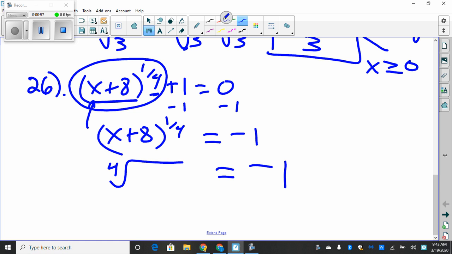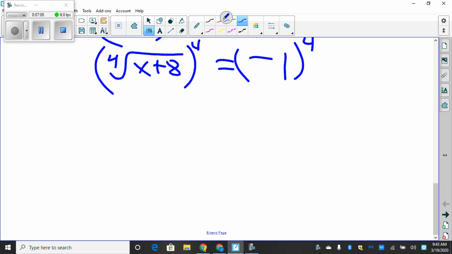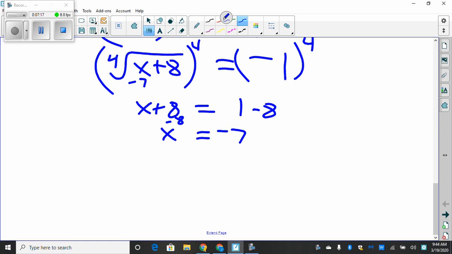That's impossible. You could think about it like this, too. If it's the 4th root, I've got to raise it to the 4th power. -1 to the 4th power is simply positive 1. So then x would have to equal -7, taking away the 8. Well, if you put -7 in there, -7 plus 8 is 1. The 4th root of 1 is 1. It does not equal -1, so this is not a solution. But you could have known that up here if you had just thought, how can I take the 4th root and get a negative? So this is an extraneous solution, so there is no solution to number 26.